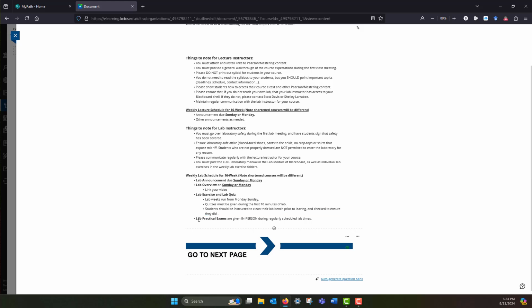Lab practical exams. We have 4 practical exams. They are given in person during the regularly scheduled lab times. Now, lab practical exams will not take the full 2 hours. You will be given instruction on how long the practical exams take.